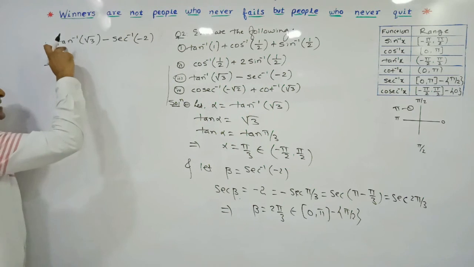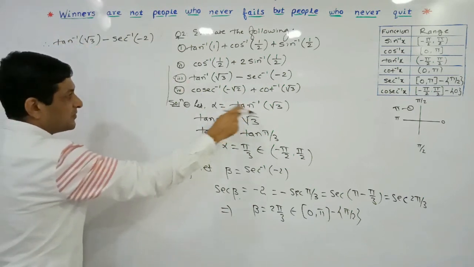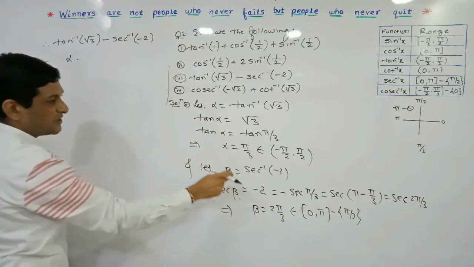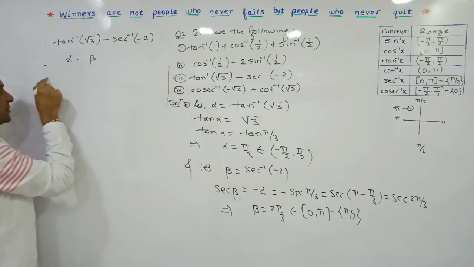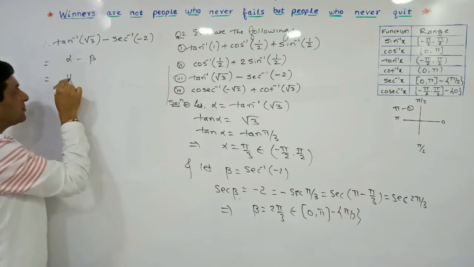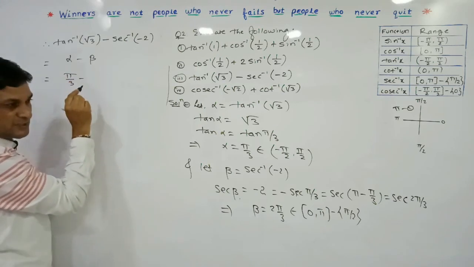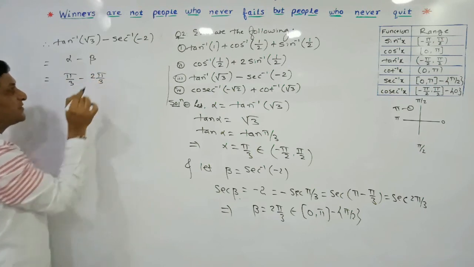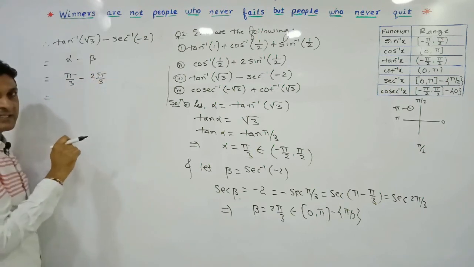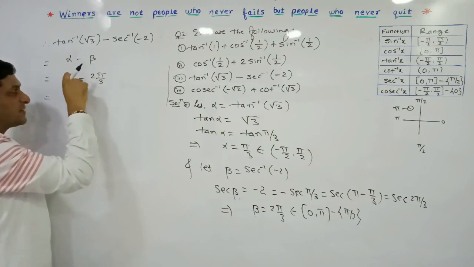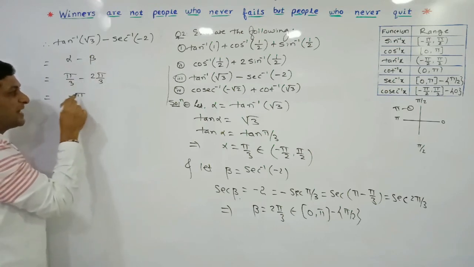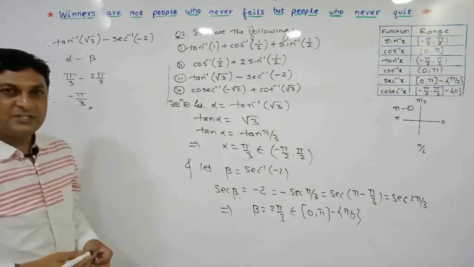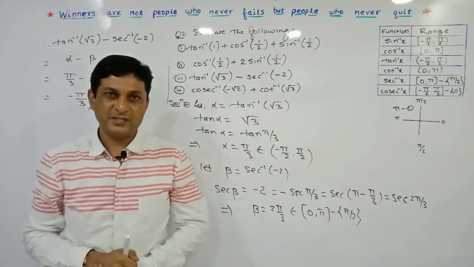Since both the values are known to us, the remaining part is just to substitute these values in this expression. Tan inverse of root 3 we have denoted by alpha, and sec inverse of minus 2 we have denoted by beta. Alpha is equal to pi by 3 and beta is equal to 2 pi by 3. So pi by 3 minus 2 pi by 3, since denominators are the same, take the difference of numerators. Pi minus 2 pi will be equal to minus pi. Minus pi by 3 will be the difference of these two inverse trigonometric functions.